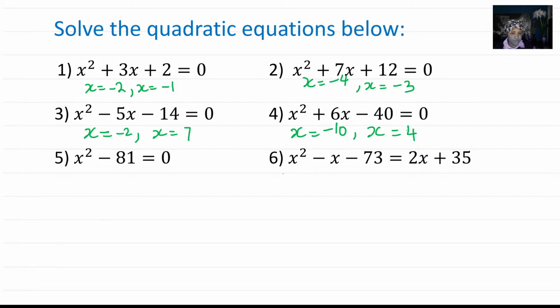Right, so for number 6, what we need to do is first rearrange and have one side equal to 0, which means we're going to take away 2x because it's positive on this side, and we're also going to take away 35. Okay, so we're gonna put this 2x next to the x.